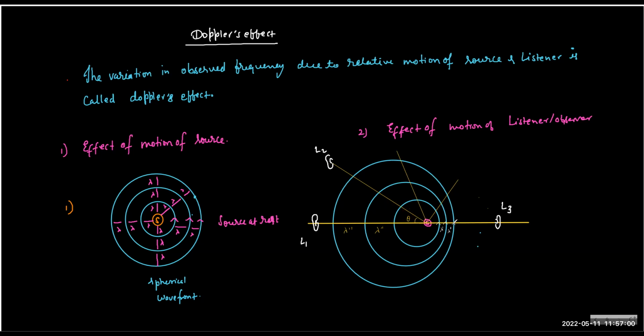As a result of the motion of the source, we know the formula that the frequency is v by lambda. Understood? So we say the observed frequency will be v. The sound velocity is the same in all directions, but lambda is changing. So we can say lambda apparent.